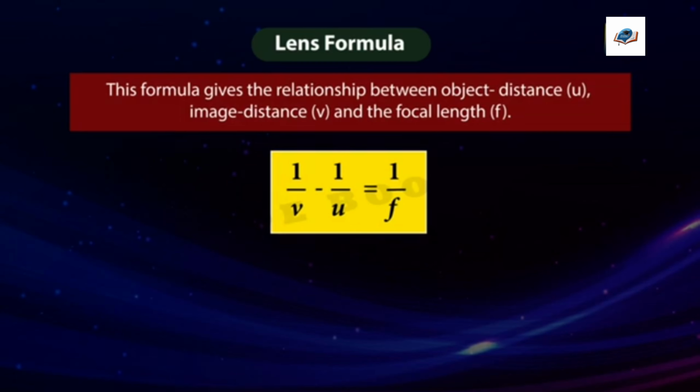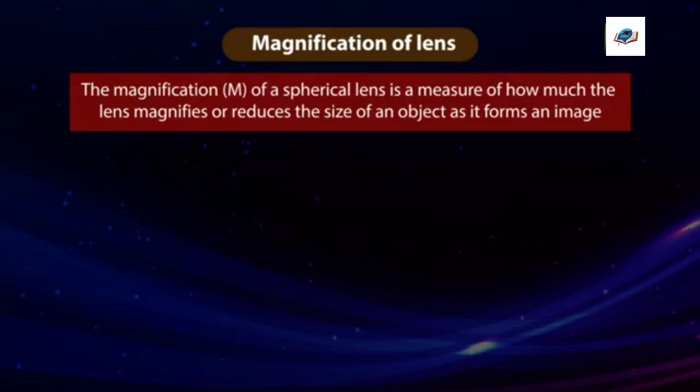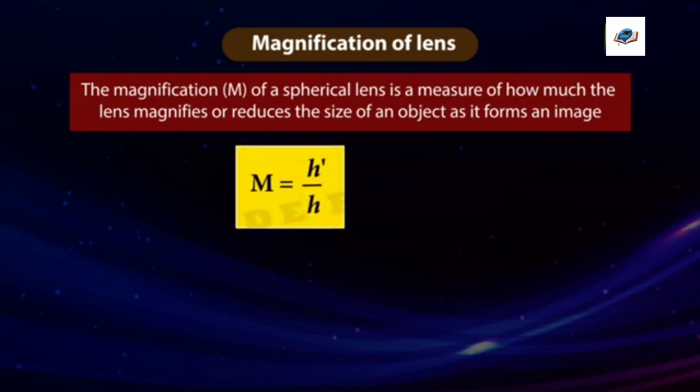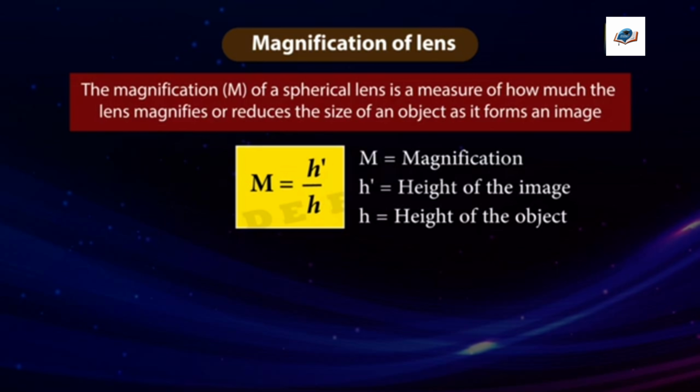The magnification m of a spherical lens is a measure of how much the lens magnifies or reduces the size of an object as it forms an image. Magnification is calculated using the following formula: m = h'/h. Magnification is represented by the letter m, where h is the height of the object and h' is the height of the image given by a lens.